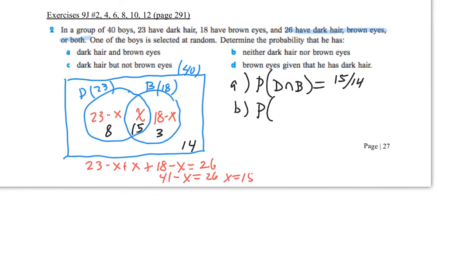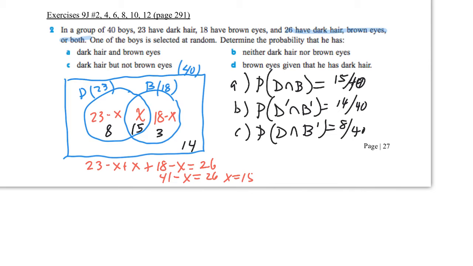Neither dark nor brown. So I don't have dark and I don't have brown. That's the outer region, 14 out of 40. Part C, dark hair but not brown eyes. So we're in the D, we're not in the B. That's 8 out of 40.